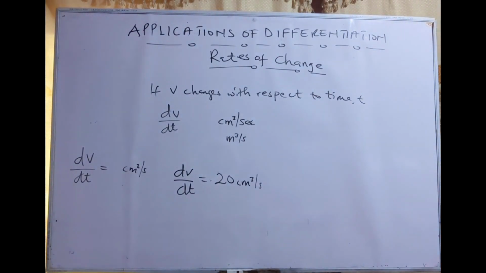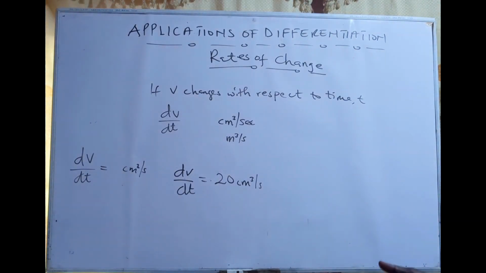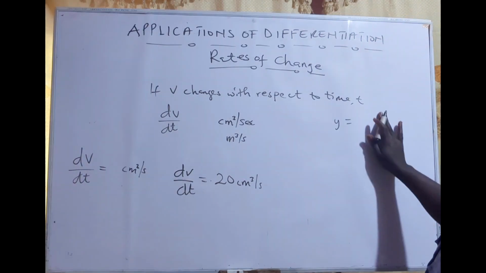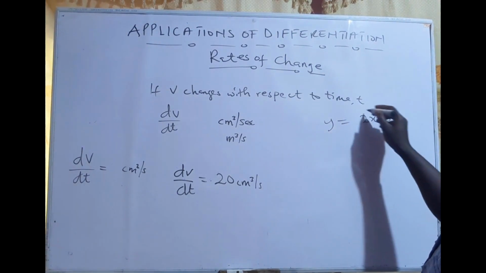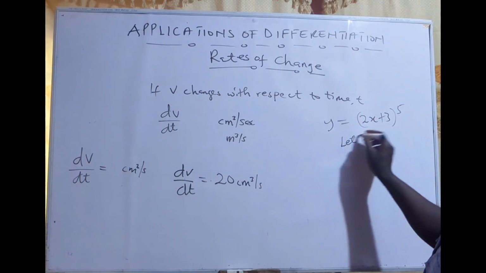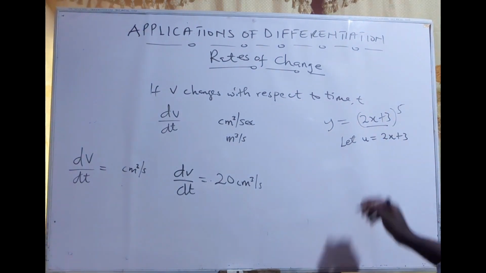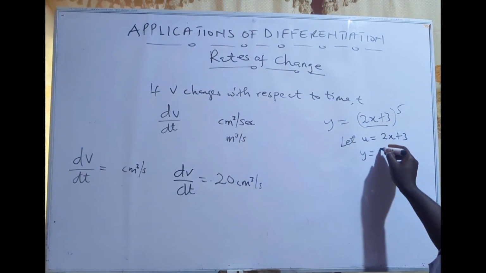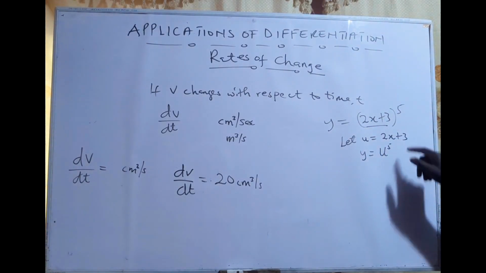So with this, what we can do is apply the chain rule. Normally the chain rule is applied here to solve questions like this. Remember the chain rule: maybe I'm given y equals 2x plus 3 exponent 5, and what you do is represent the function by a variable. Let u be equal to 2x plus 3. So my y will be u exponent 5.